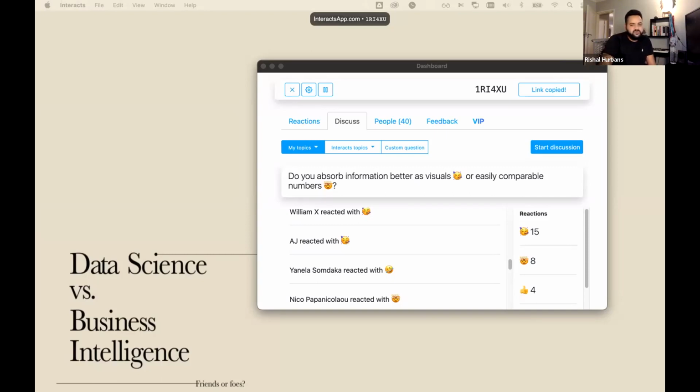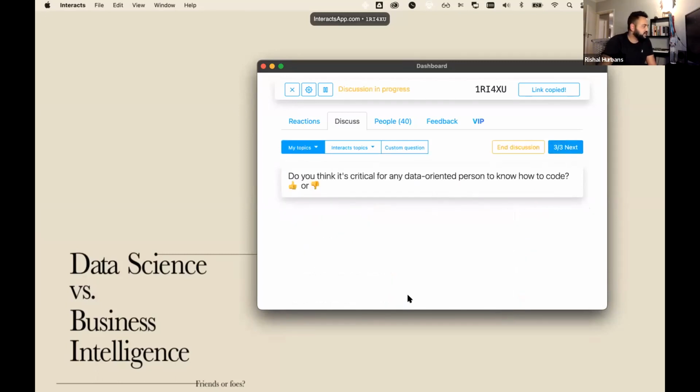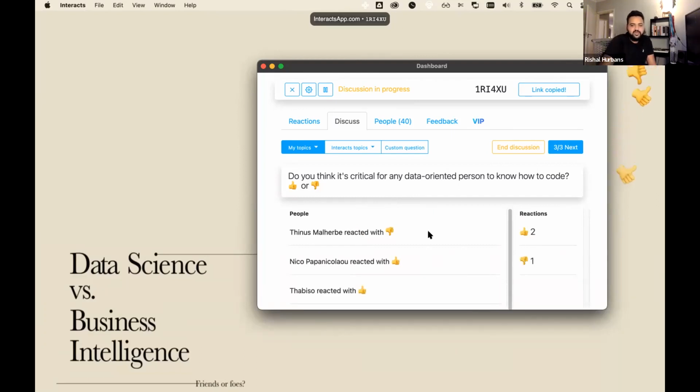Okay, let's move to a bit of a different topic, and I'd like some interaction here. We're in the last third of this session, and let's talk a little bit about the skills involved in being a data scientist or a BI developer or an analyst, or there are so many different role names these days. So do you think it's critical for any data-oriented person to know how to code? All right, so far with some votes in, it's catching up.